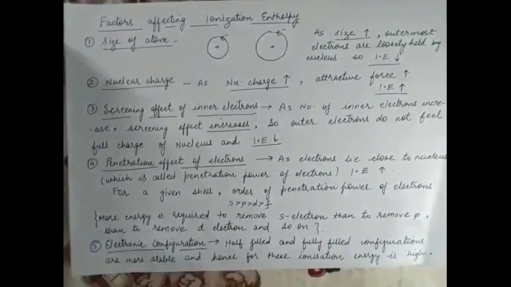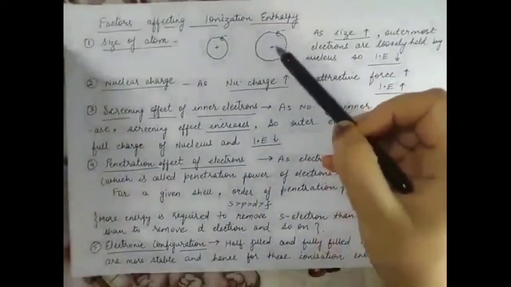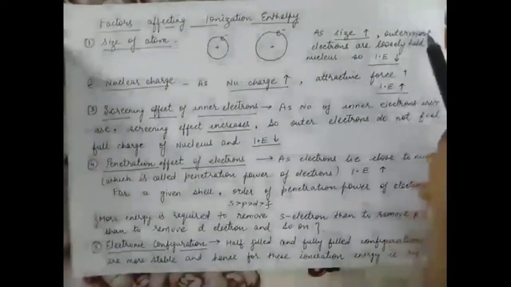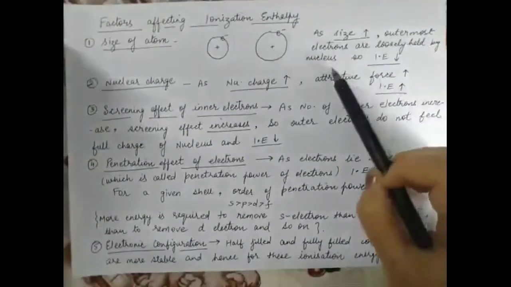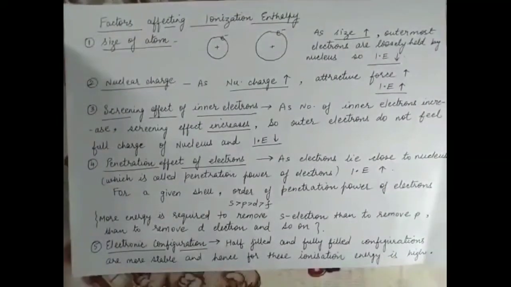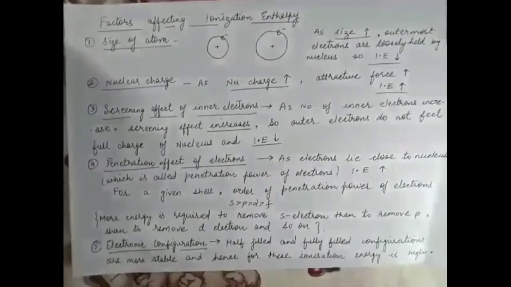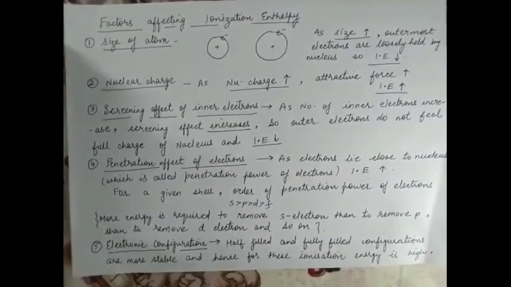So what will happen when the size increases? This attractive force decreases, and outermost electrons are loosely held by the nucleus. And if outermost electrons are loosely held, you have to supply less energy. They will be given out more easily. Less energy means the ionization enthalpy will decrease. So when atomic size increases, nuclear attraction on the outer electron decreases. It is easier to remove the electrons, so ionization enthalpy decreases.